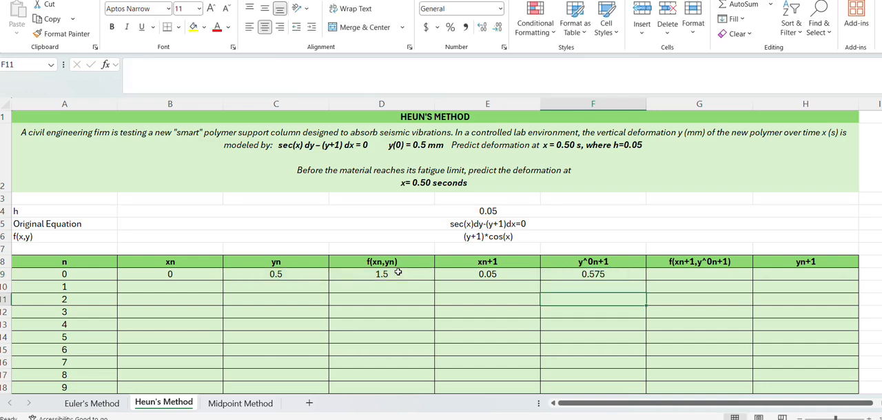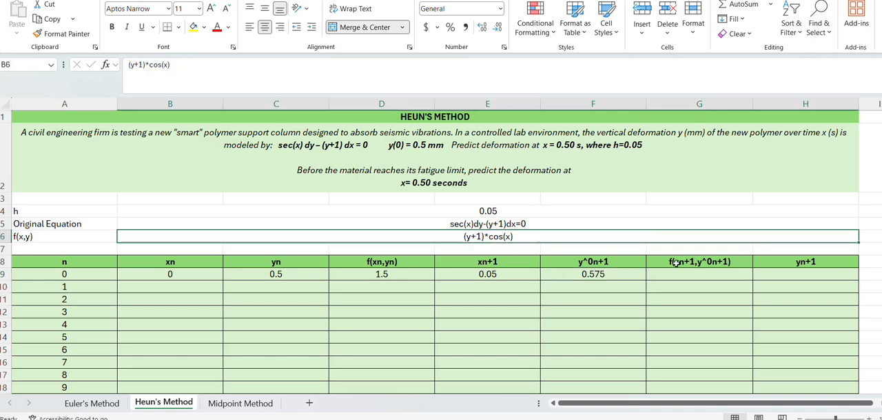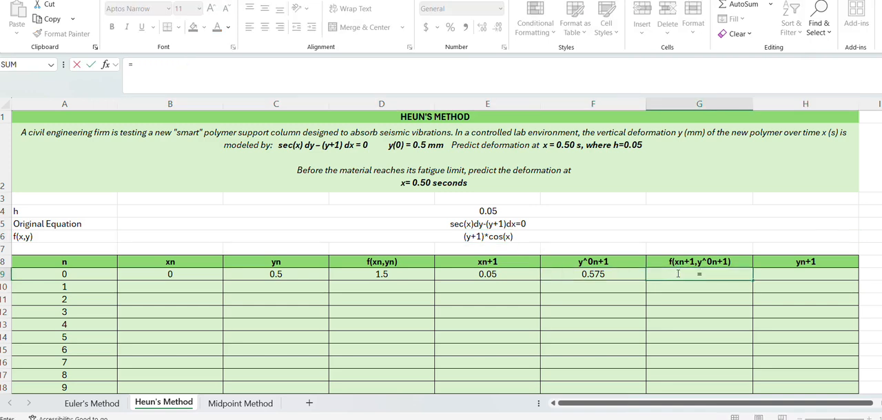So we find the value 0.575. For the value of f of x_(n+1) and y_(n+1) raised to 0, we substitute the new values of x_(n+1) and y_(n+1) raised to 0 into the f of x, y function. So through equating, we consider y plus 1 times cosine of the new value of x, which is 0.05.